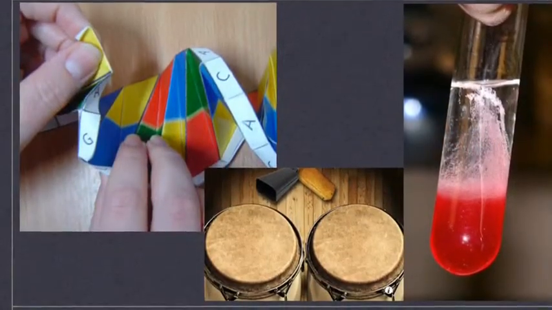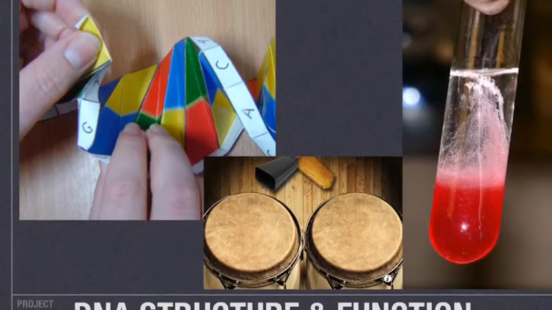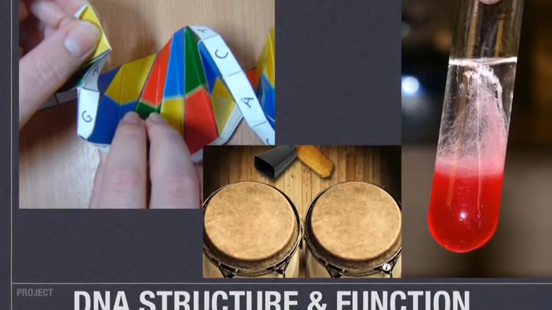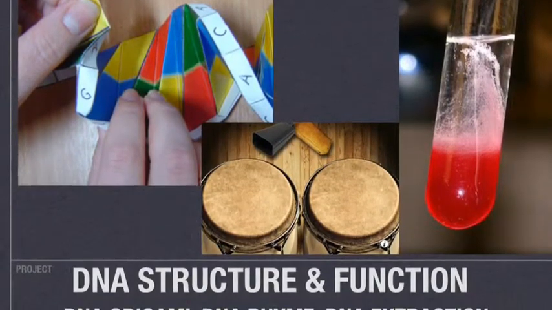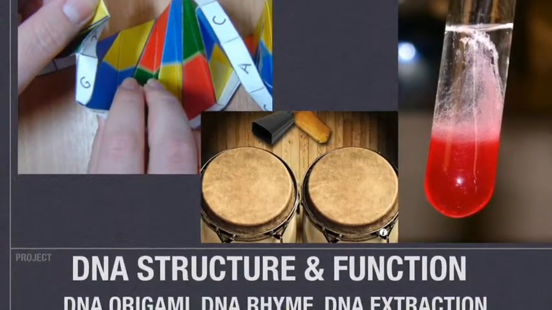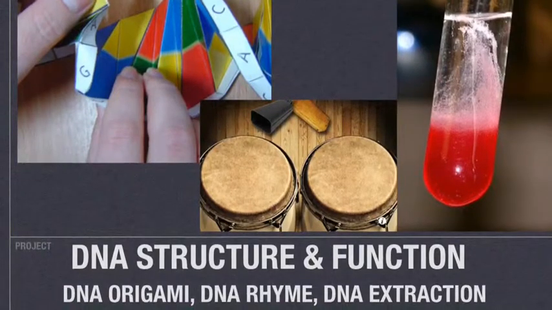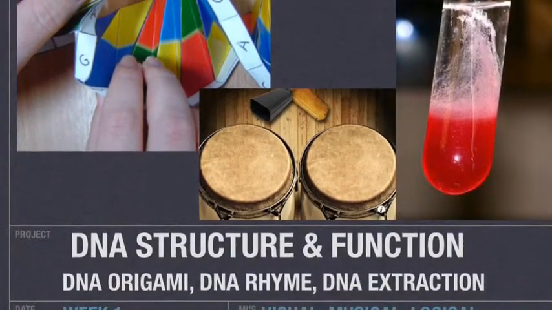Students will engage in several projects and activities throughout this unit. During week 1, students will learn about DNA structure and function by creating DNA origami models, creating a DNA rhyme using a beat on the Bongos app, and extract their own DNA following an instructional video from Nova.